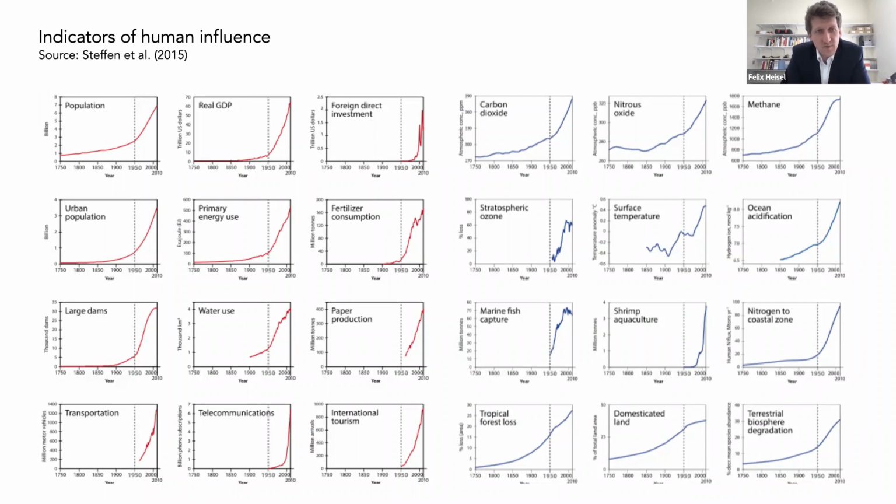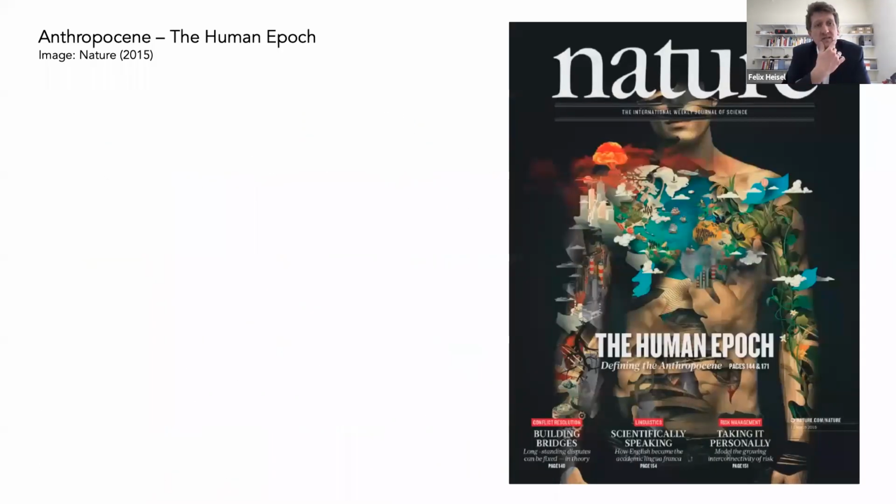It doesn't matter if you look at population or GDP growth or fertilizer consumption or paper production or the loss of the tropical forest. All these indicators are exponential in growth, and they start really growing around the 1950s. And that's one of the reasons why we're now talking about the human epoch, right? So the introduction of the Anthropocene as a new geological time epoch, which is huge if you look at it.